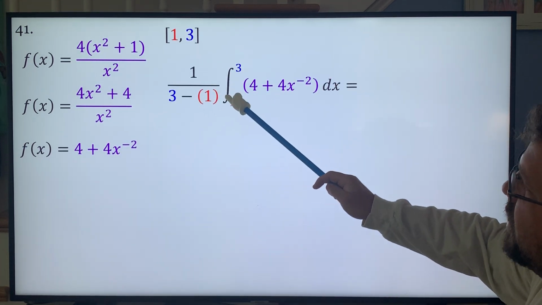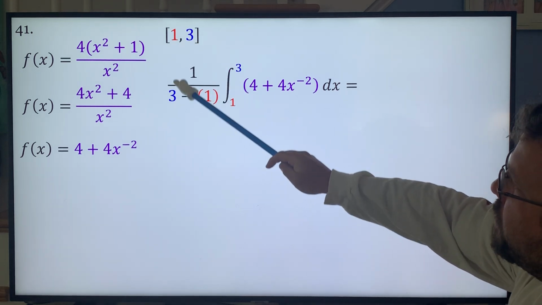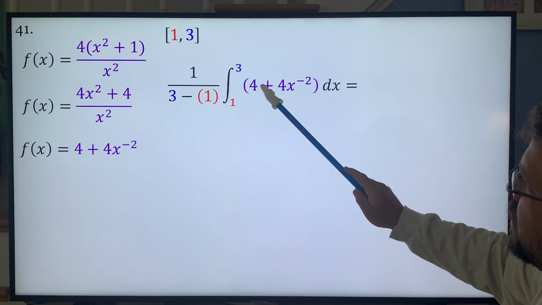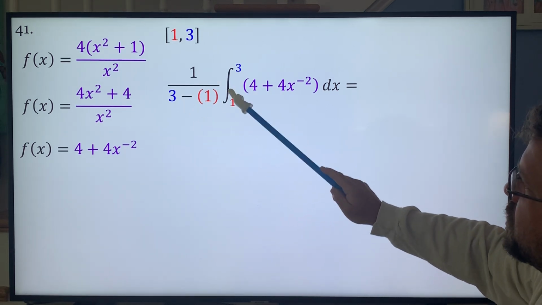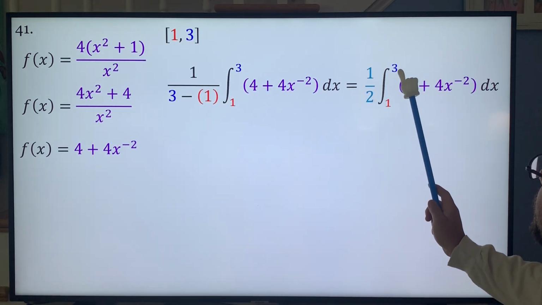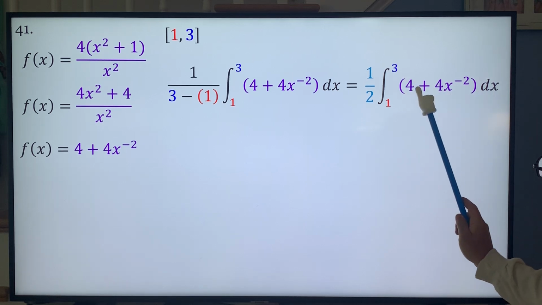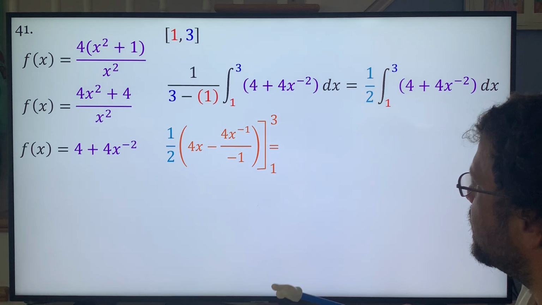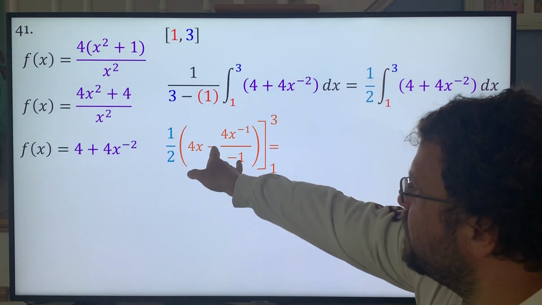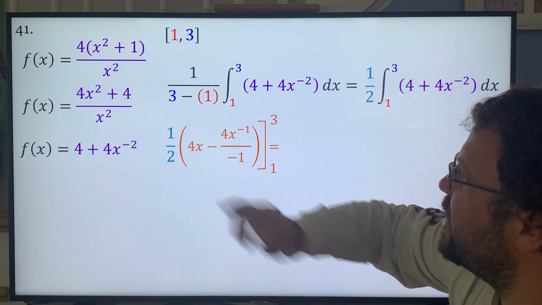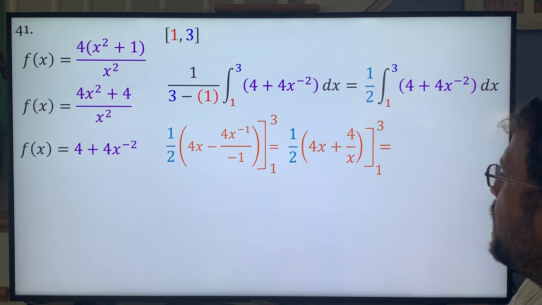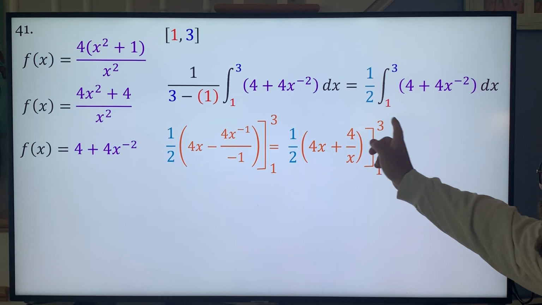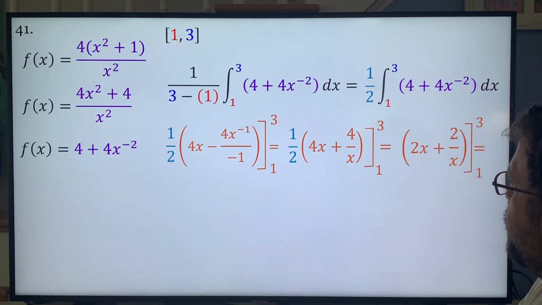1 over b minus a, 1 over 3 minus 1, from 1 to 3 of the equation. 3 minus 1 is 2, so it's 1/2 from 1 to 3 of this equation. I integrate: 4x to the negative 1 divided by negative 1. Negative minus negative is a positive, so it's just 4x plus 4 over x, or 4x plus 4x to the negative 1. Plug the 3 in, plug the 1 in.